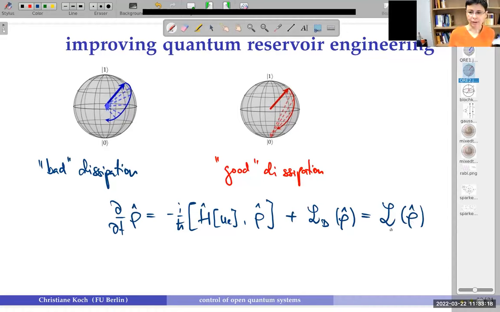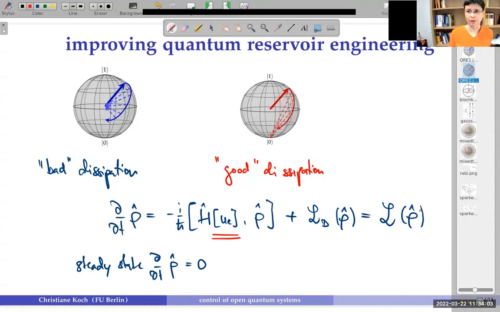And now in quantum reservoir engineering, we look at steady states, so states for which this derivative vanishes. And we want the steady state to be interesting. So here, the steady state will be the totally mixed state, not interesting. Here, the steady state will be the ground state. That's nice. So we have to choose the controls in our Hamiltonian such as to influence the steady state of that operator. That's the basic idea of quantum reservoir engineering.